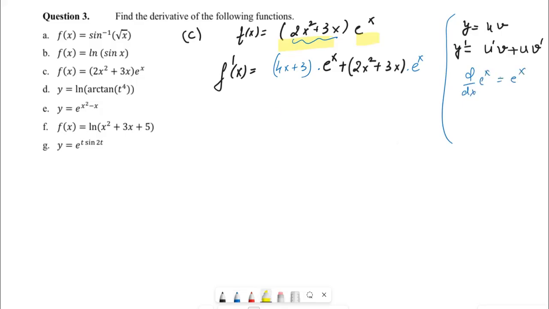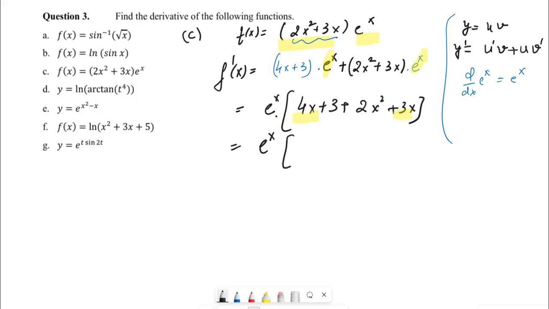Now we know that e to the x is common between both the terms, so it can be factored out. We'll be left with 4x plus 3 plus 2x squared plus 3x. These two terms are like terms, so we can add them. 2x squared plus 7x plus 3.